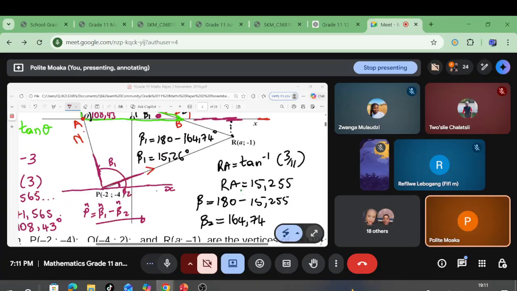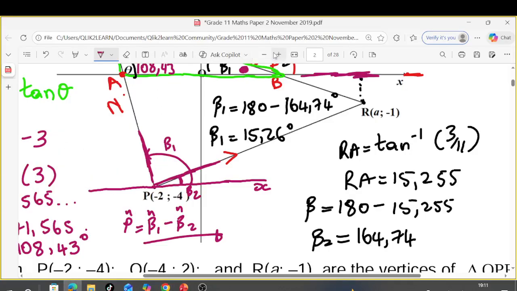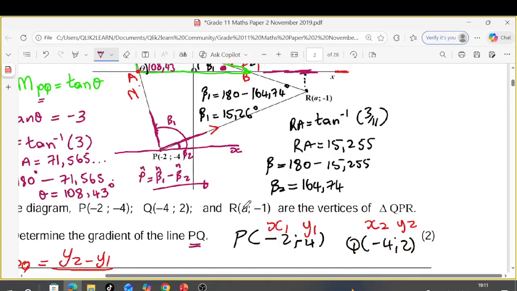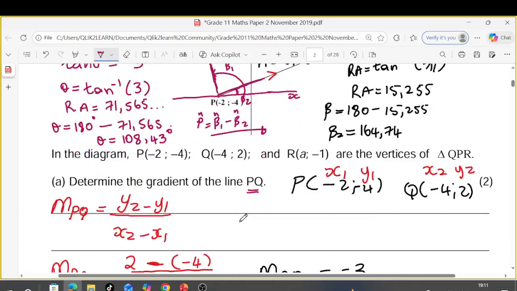We find the angle of inclination, which is beta 1. Using that line, we then find the angle of inclination, which is beta 2. Then to find P, you take that beta 1 and subtract what? You subtract beta 2. Thank you very much. Let's continue. I thought someone would give us the correct answer, but it's fine.